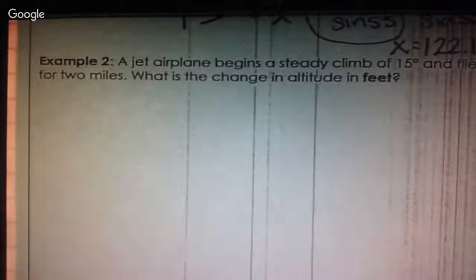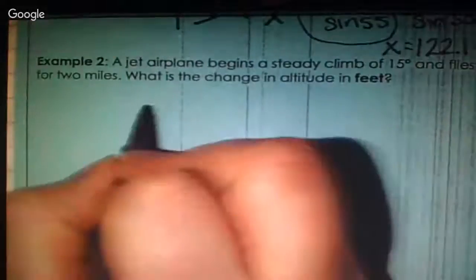A jet airplane begins a steady climb of 15 degrees and flies for 2 miles. What is the change in altitude in feet? Oh, so we need a picture. We're talking about a plane. What do you think when we draw it? Where should the plane be? Up in the air. It doesn't matter where. So here's my airplane.